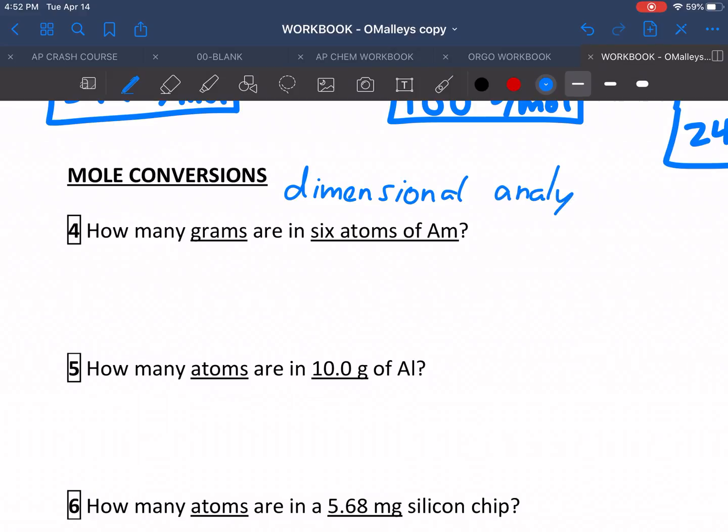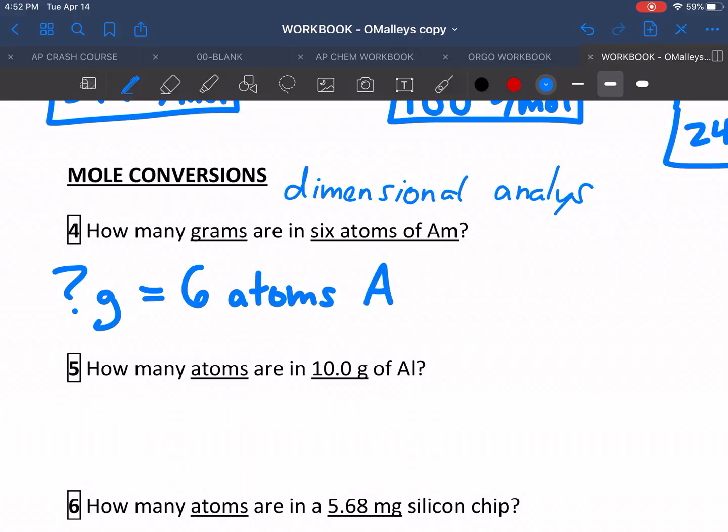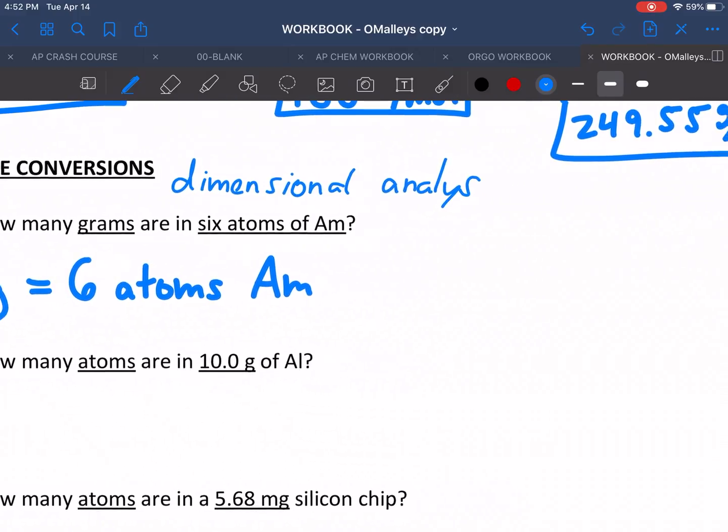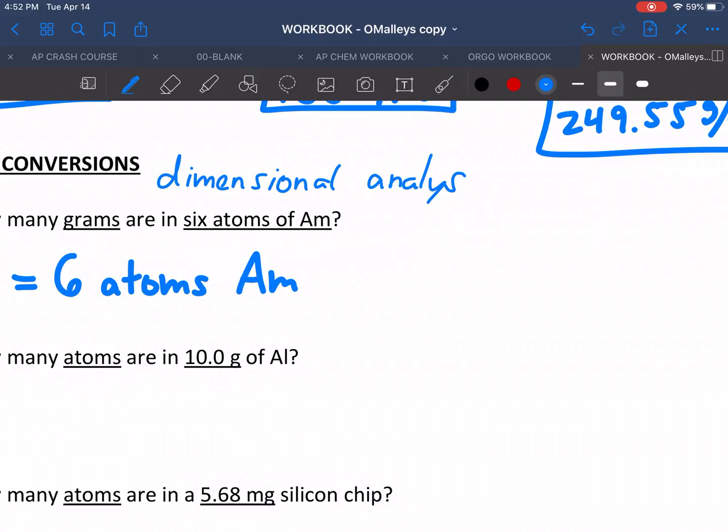And that's just taking one unit in some value and converting it to another one. We're going to start real slow. We're asked how many grams. So I'm going to write question mark and the unit asked for, grams, and then equals, and then my given value, 6 atoms of Am. That's the element americium, a big heavy element down in the bottom of the periodic table.